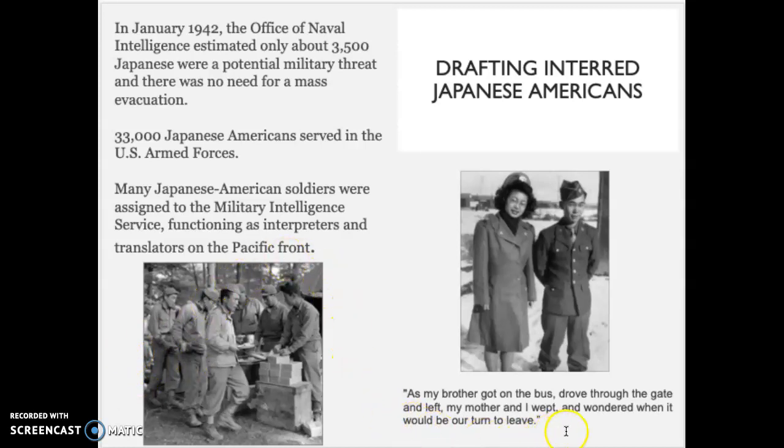As my brother got on the bus, drove through the gate and left, my mother and I wept and wondered when it would be our turn to leave.